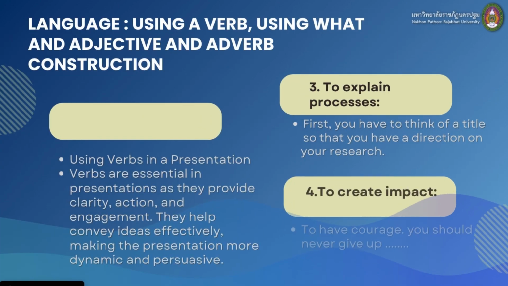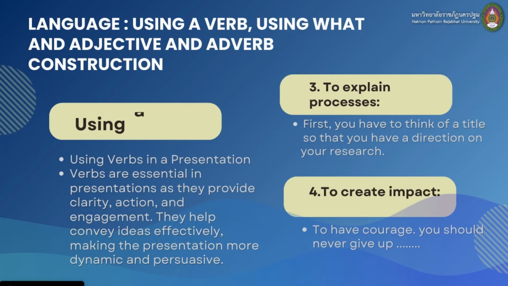Okay. Now, number three is to explain the process in order for you to be clear and be understood, of course. So you have to explain processes, and this is done by using verbs. For example, you will say, first, you have to think of a title so that you have a direction, or something like that.